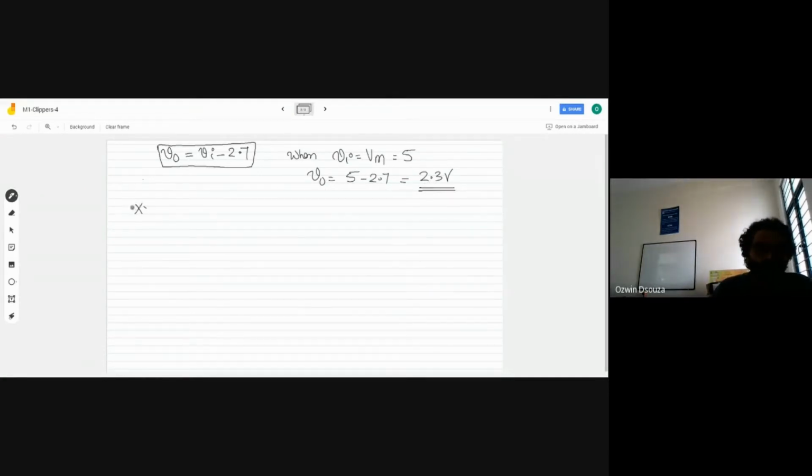Now let us look at the negative half cycle. In the negative half cycle, you don't have to do anything. You have to just flip the polarity of the source. This is your Vi, the diode, the battery.